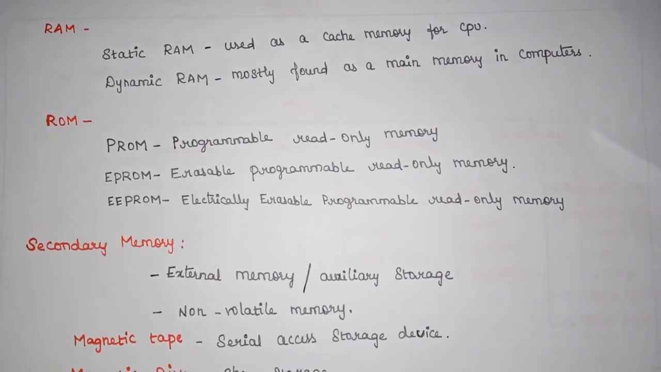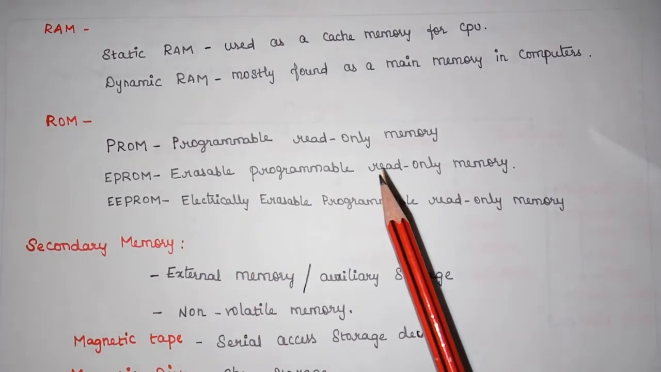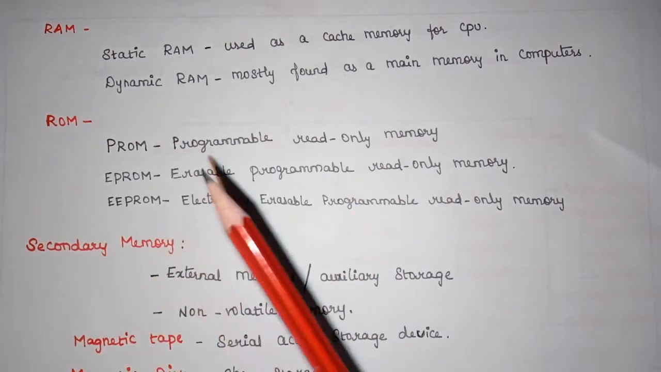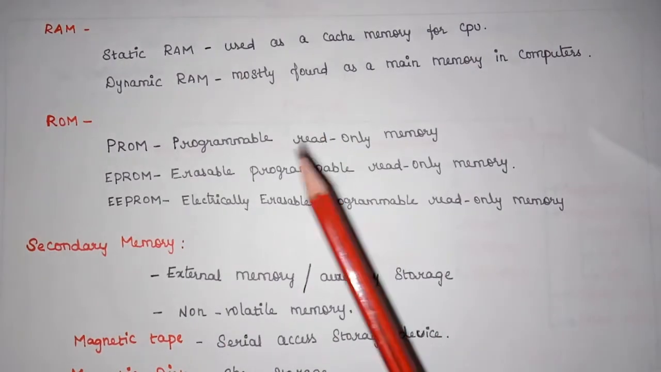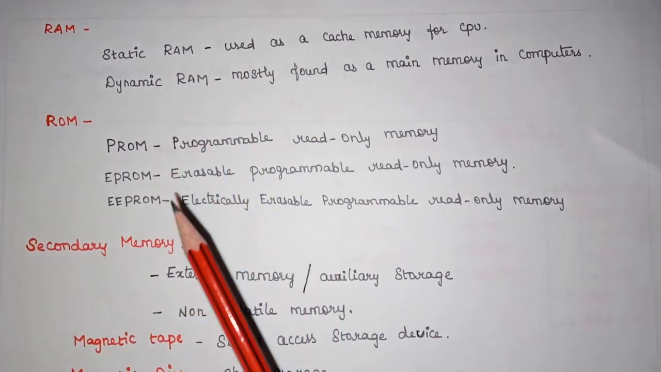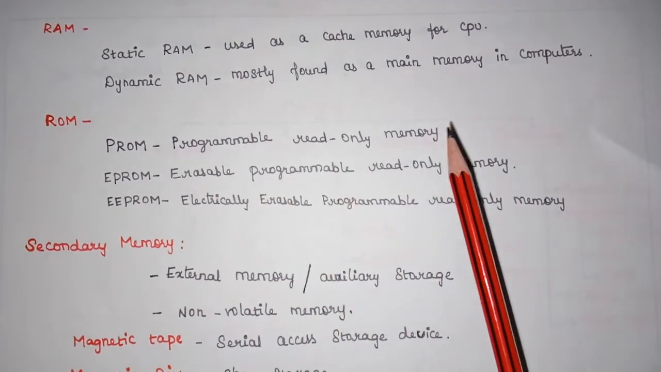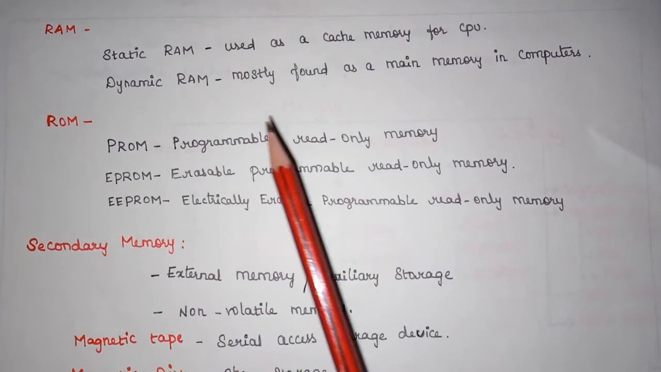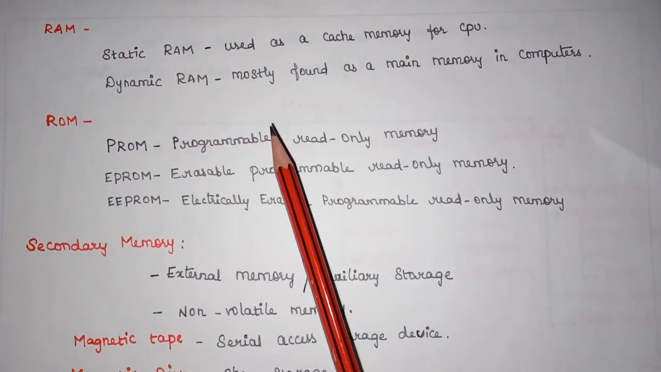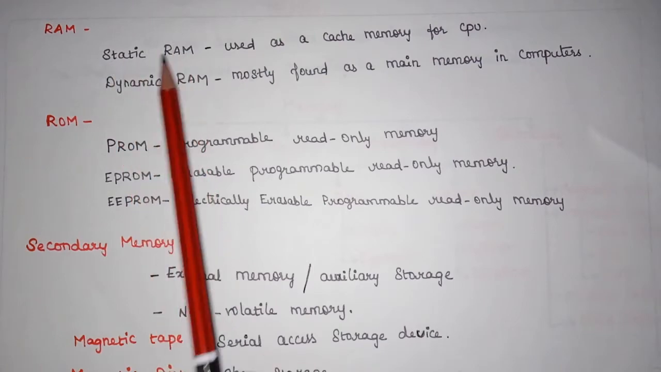Coming to RAM, it is generally known as the main memory of the computer system, and it is also called the temporary memory. That is, the information is lost whenever the power supply is switched off. That is why it is called a temporary memory. RAM is again classified into static RAM and dynamic RAM.